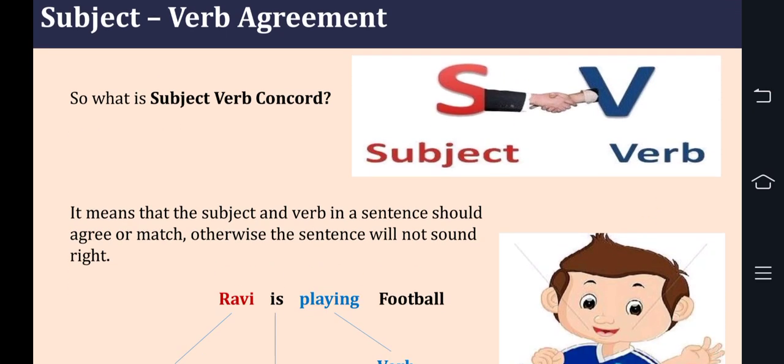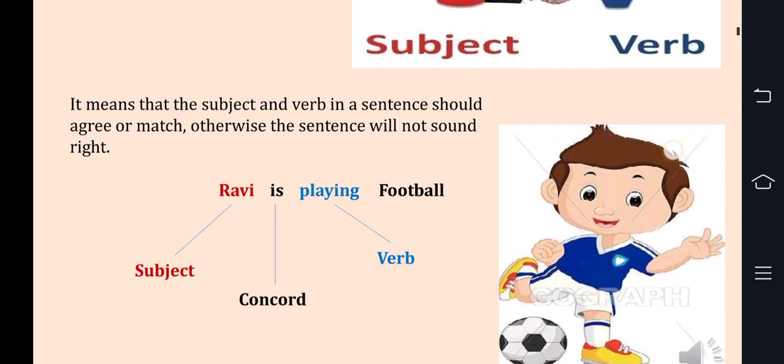Look at the slide here. So what is subject-verb concord? Or we can say, what is subject-verb agreement? The subject and the verb must agree. It means that the subject and verb in a sentence should agree or match, otherwise the sentence will not sound right. Ravi is playing football.